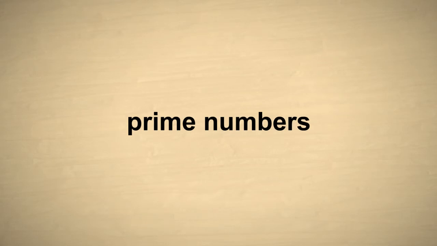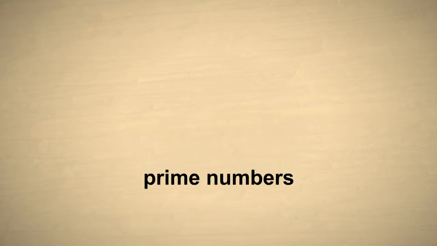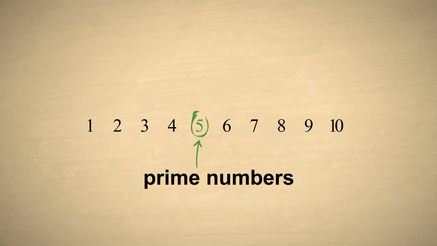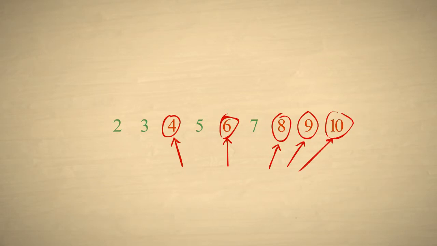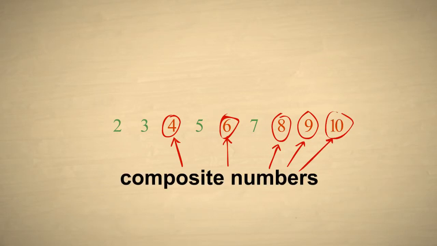So which natural numbers are prime? Let's look at the first 10 natural numbers. As we saw, 5 has exactly 2 natural divisors, so 5 is a prime number. The same thing goes for 2, 3, and 7. However, the number 1 has only a single divisor, itself, so 1 is not a prime number. Natural numbers which have more than 2 divisors are called composite numbers.